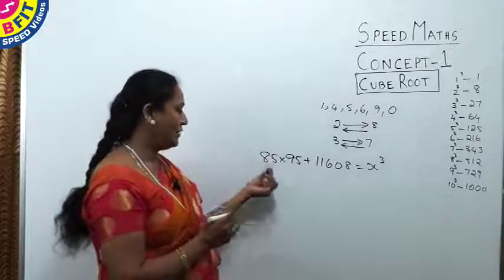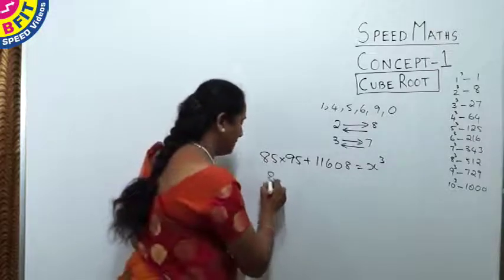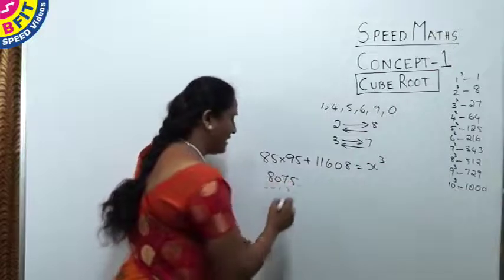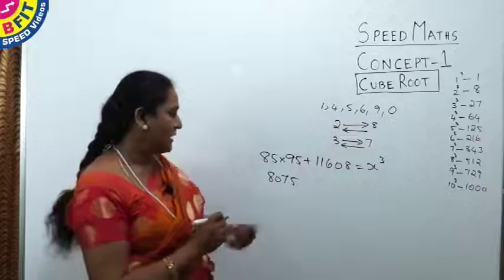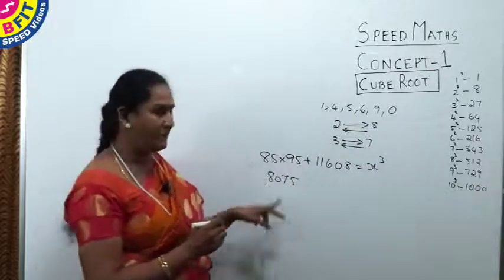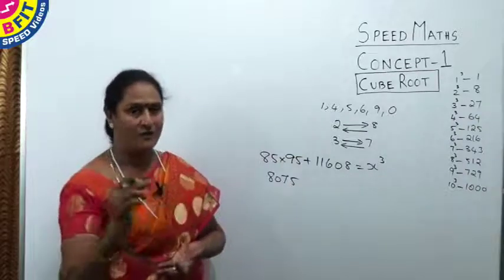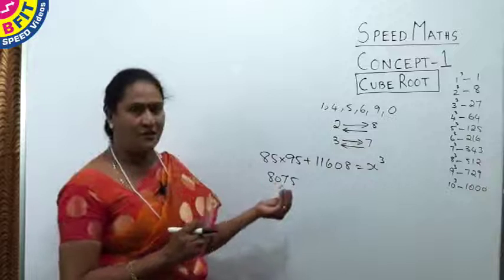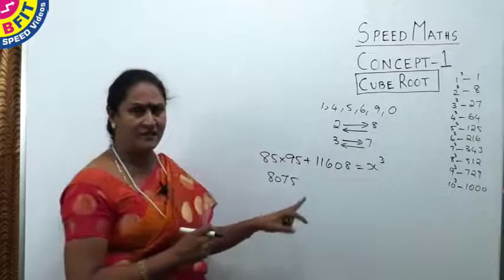So the product of 85 and 95 is 8075. And how did we get this product? By multiplying. But instead of multiplying, we can get the answer easily by seeing the numbers when the difference is 10. This technique I will tell you in the product concept. So just we'll take the answer alone. 85 into 95, the product is 8075.